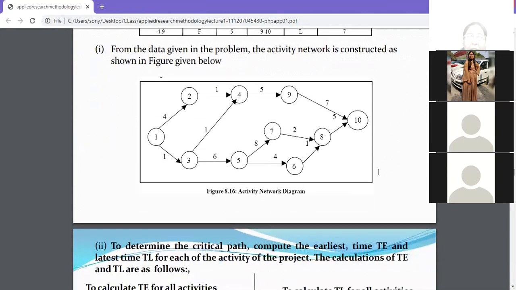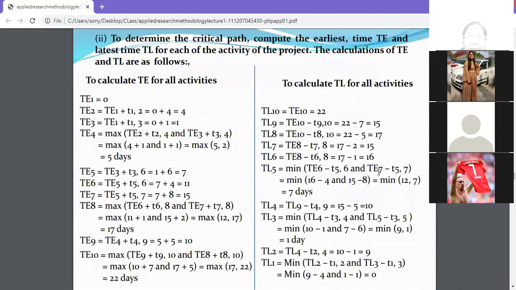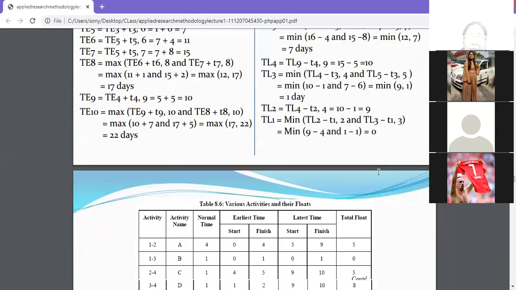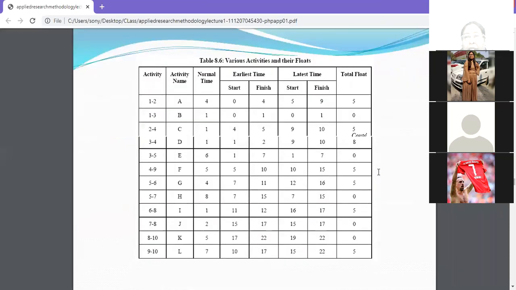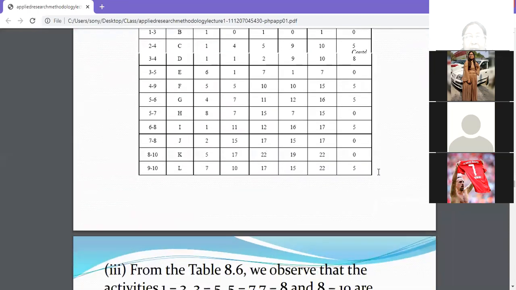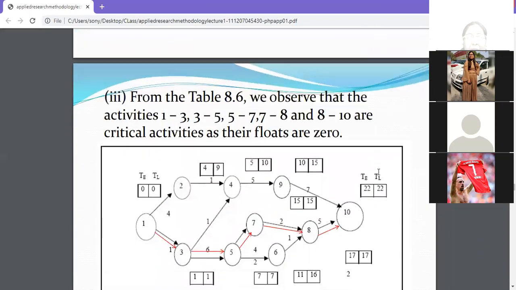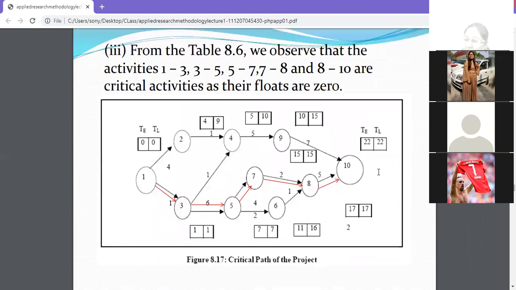Okay, so let's start with activity 1 first. See, they have calculated it like this, but you can calculate the earliest start and earliest finish on the diagram here. So first activity is 0. It will start at 0 and it will finish by 4. Okay, so start like that, 4. Then activity 2 to 4 is 4 plus 1, 5.